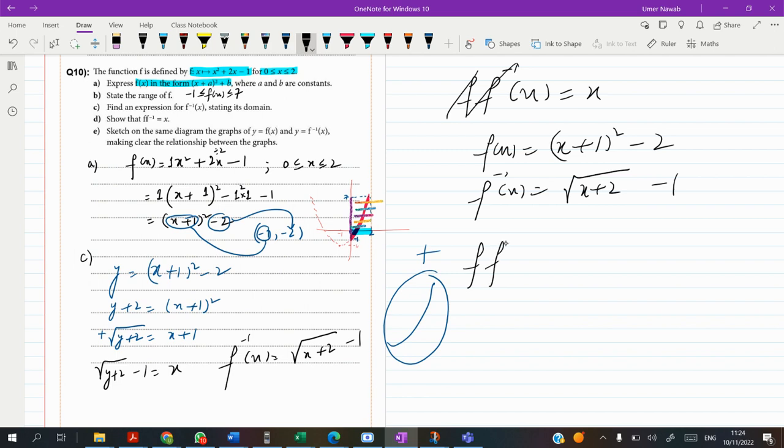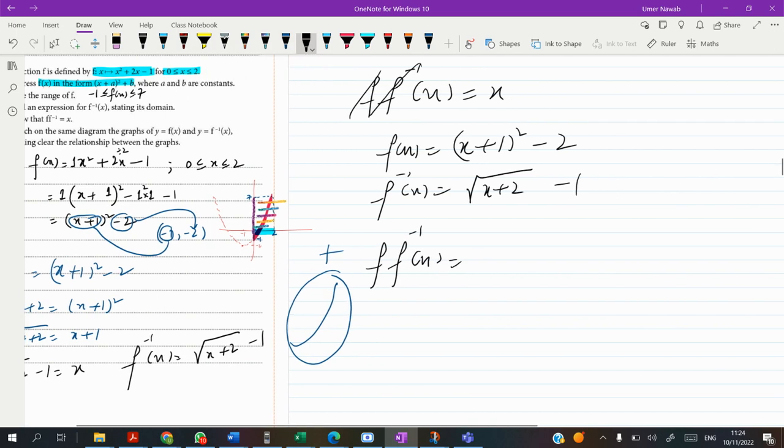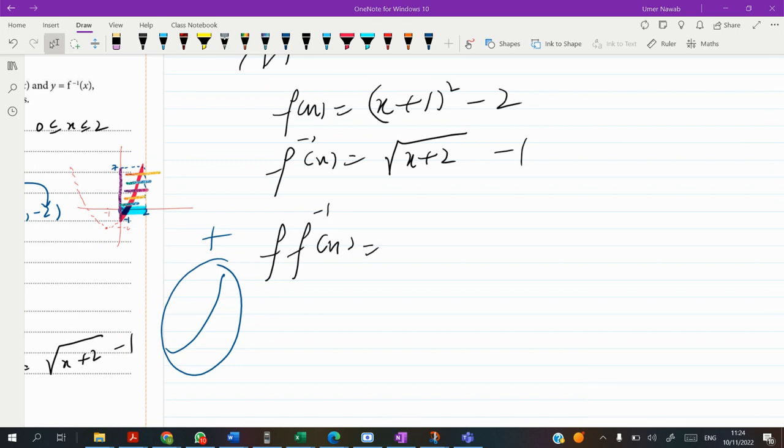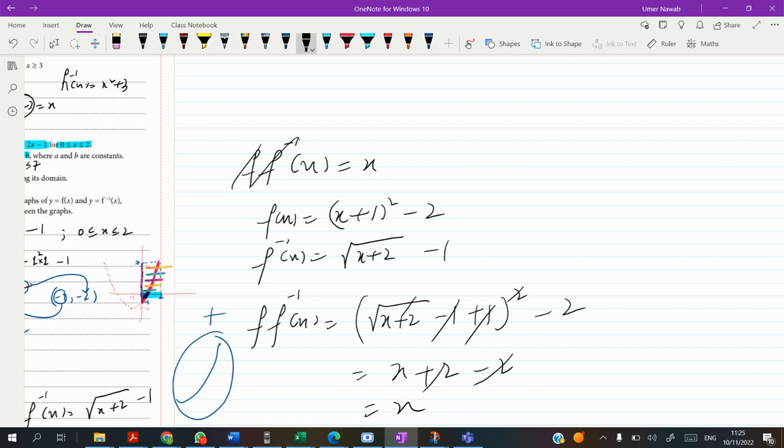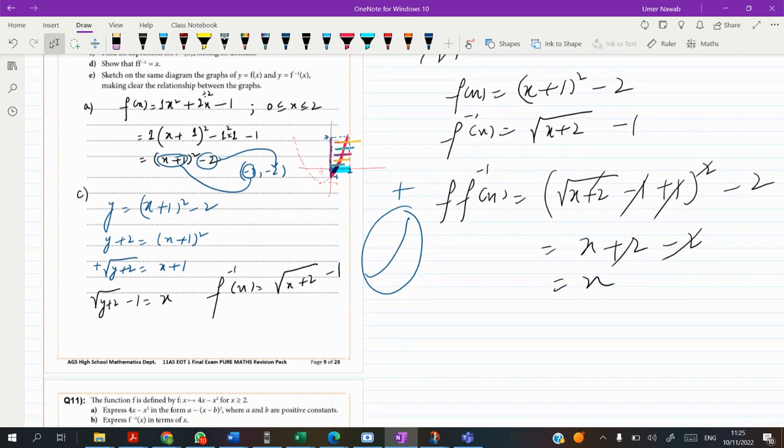The guy said find f of f inverse of x. What I'm going to do is substitute f inverse in f. So let's do it. I'm going to write here in the place of x, square root of x plus 2 minus 1, and then we have plus 1 whole squared minus 2. So minus 1 plus 1 cancel, square cancels with the square root. So x plus 2 minus 2, oh wow, everything is cancelled, and I got f of f inverse of x is equal to x.